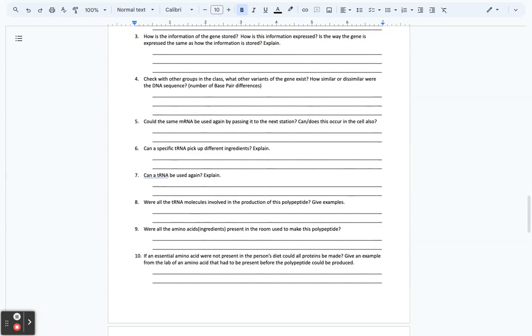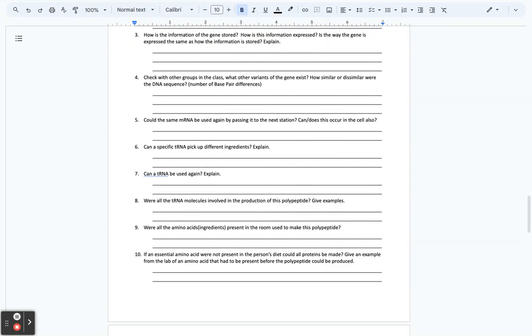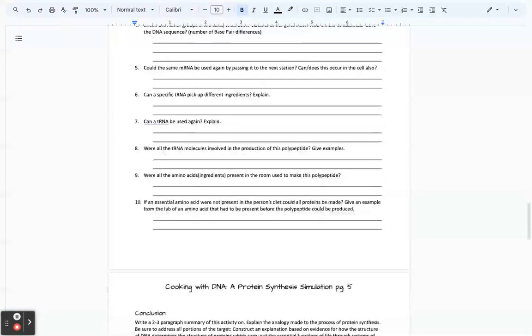Check with other groups in the class what variants of the gene existed. So you could see yesterday what was the difference, and then if you want to check with the other groups, you can see where that came from. And take a look at the base pairs. Could the same messenger RNA be used again by passing it to the next station? Can this happen in a cell? You can look that one up. Is mRNA used more than once?